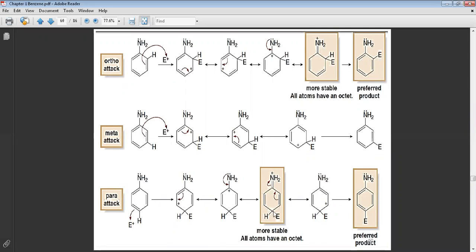Okay, this is more stable because all the carbons here have no carbocation, all the carbon atoms have an octet number. That means which do you prefer, para or meta? Para. In the overall resonance structures, ortho and para are better than meta. That means the orientation of the amino group, the NH2 group, will be ortho and para, not meta. Not meta. You understand? Yes.